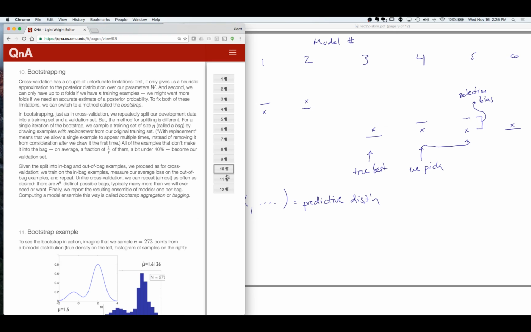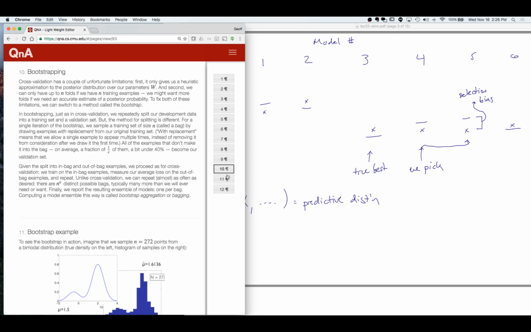And in the bootstrap, just like in cross-validation, we're going to repeatedly split our dev set into a training set and a validation set. But the way we split is different. In each iteration of the bootstrap, we're going to resample a training set of size n. And the way we're going to do that is we're going to pick a random training example out of our training set and put it into our bootstrap set, which is called a bag. So we're going to sample one of our n training examples just by generating a uniform random integer between 1 and n, and we put that example into our bag. And we just do that over and over again.